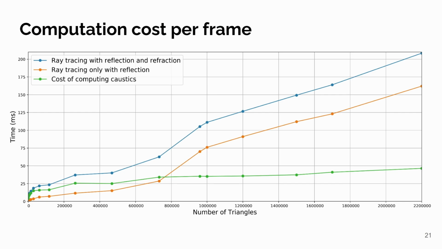So it's interesting that at the beginning with fewer triangles, it does increase a little more quickly. So our algorithm costs a little more. But then it doesn't matter how many more triangles we have in the scene, our algorithm doesn't increase that much. So we can have a lot of triangles and still our algorithm is not going to be a lot slower.